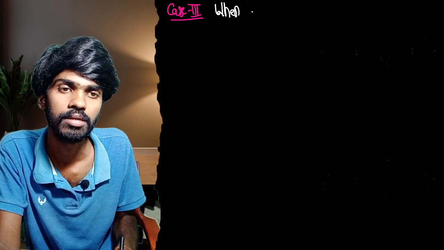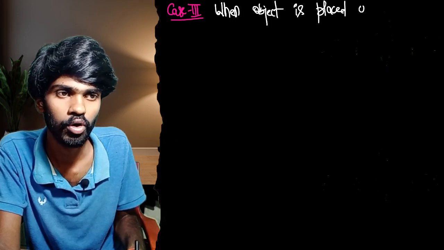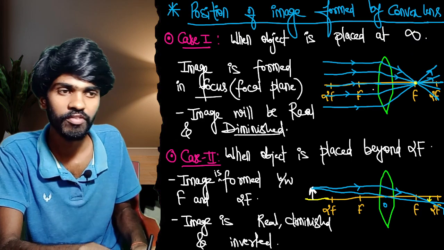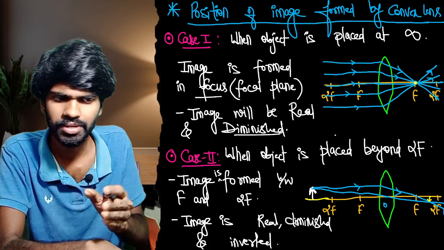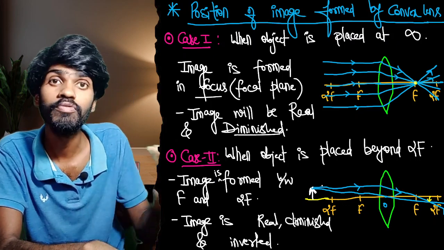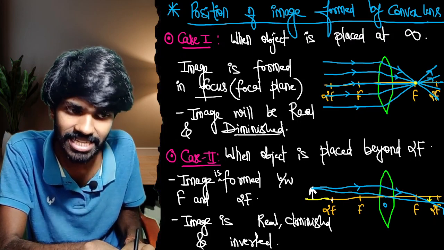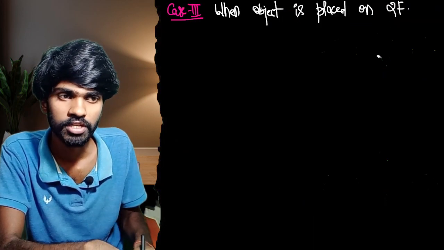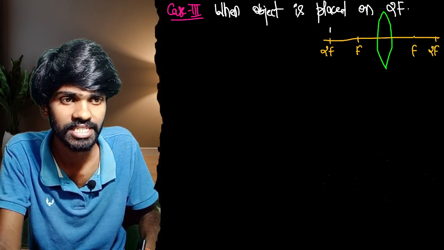Now let us discuss case third. In case third, we can write: when the object is placed on 2f. Two cases we have already discussed, when the object is placed at infinity and when the object is placed beyond 2f. You can notice that we are moving to lenses. So infinity we have discussed, beyond 2f we have discussed. Now we will see the case when the object is placed at 2f. Here you can see that the object is placed at 2f, meaning the object is placed like this.